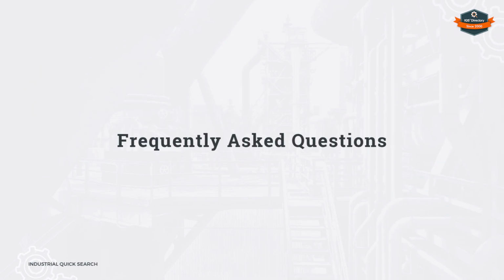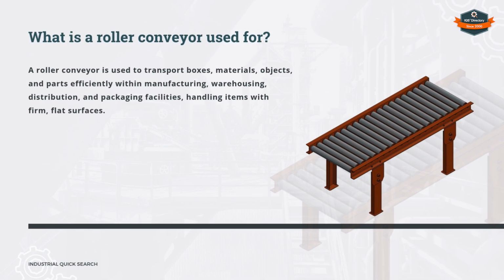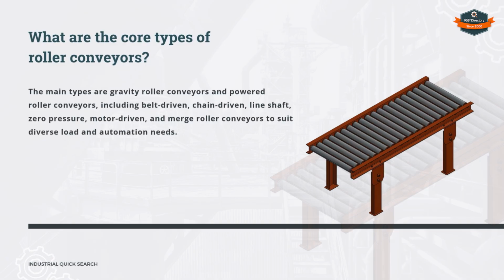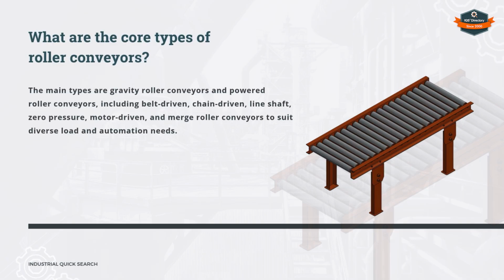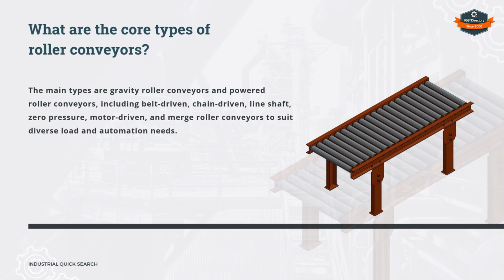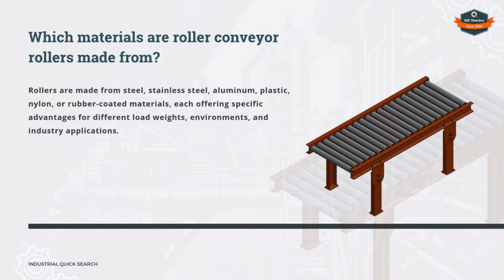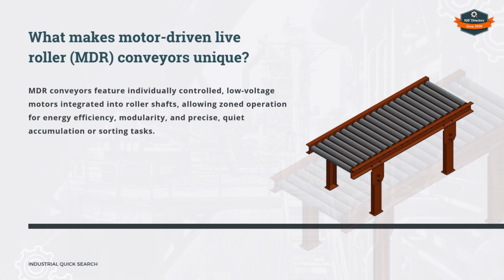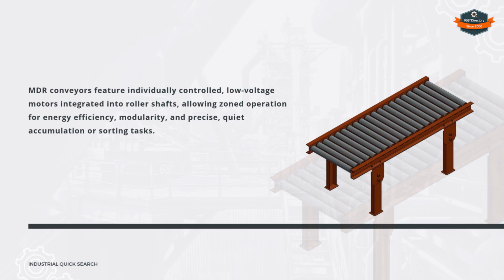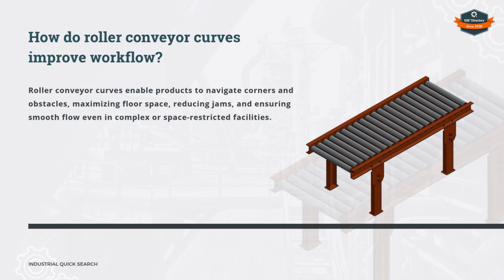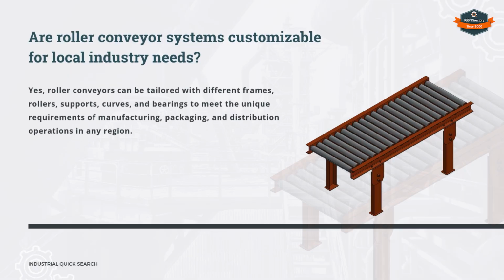Frequently asked questions. What is a roller conveyor used for? What are the core types of roller conveyors? Which materials are roller conveyor rollers made from? What makes motor-driven live roller, MDR, conveyors unique? How do roller conveyor curves improve workflow? Are roller conveyor systems customizable for local industry needs?